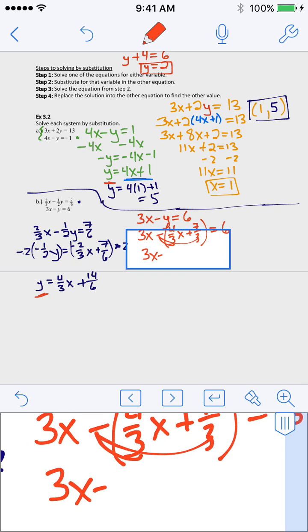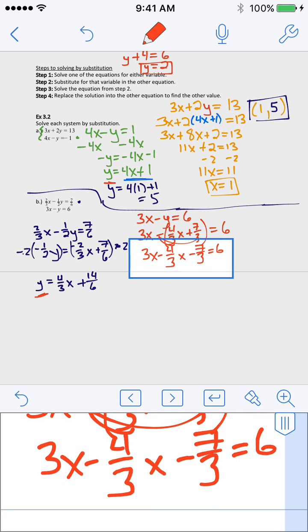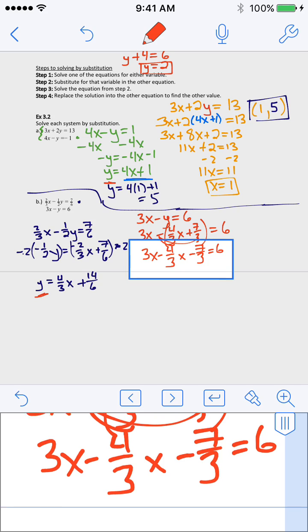So 3x minus 4/3 x minus 7/3 equals 6. If you don't do that, you're going to end up with a solution that does not actually work. So watch out for those common things: minusing a negative, timesing by 2. You should always pretty much have something to distribute.